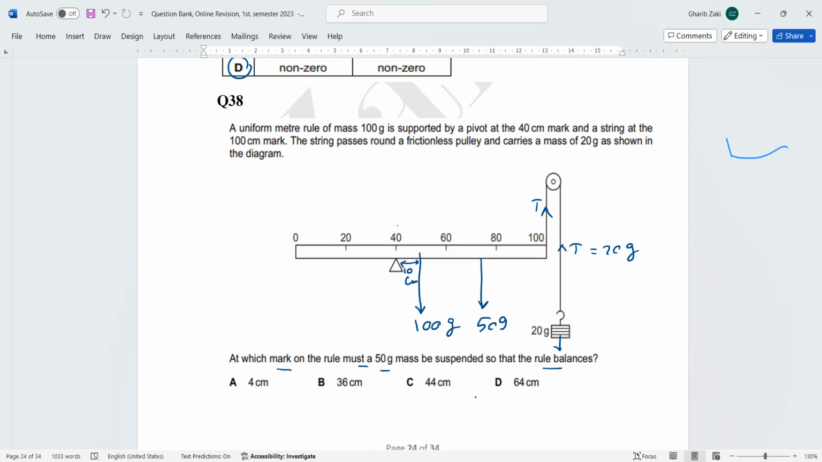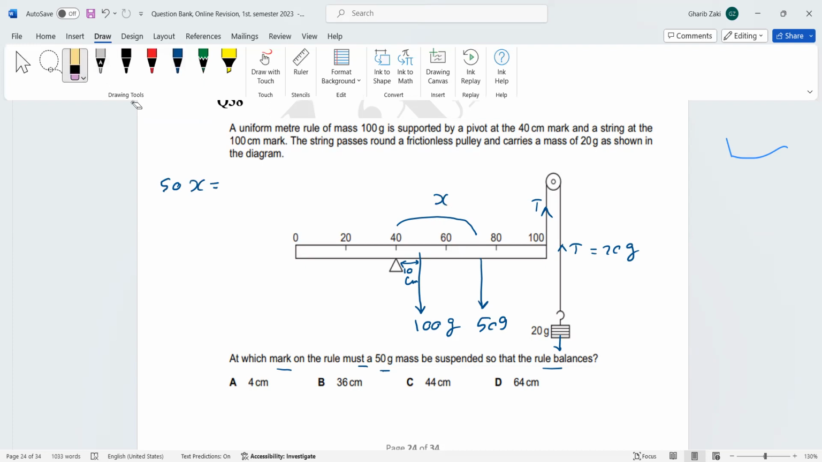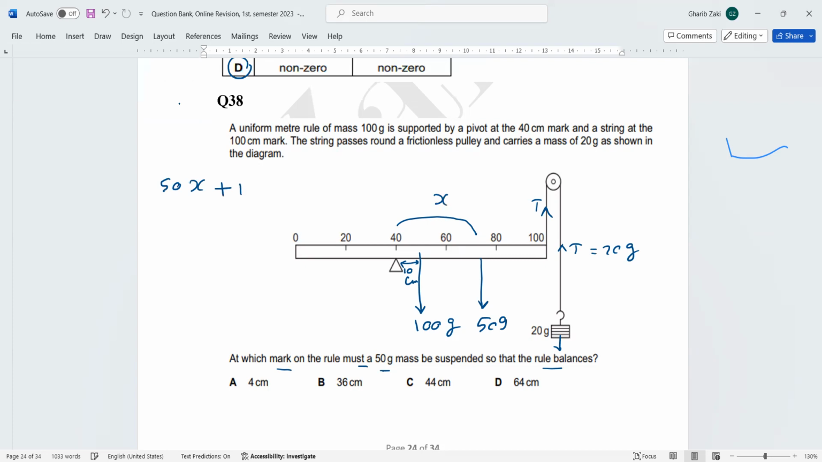Let its distance from the pivot be x. Now, the clockwise moment equals the anti-clockwise moment. Then we write here, 50 multiplied by x, the distance from the pivot, plus 100 multiplied by 10, the distance from the pivot, equals the tension, which is 20, multiplied by the distance, which is 60, because from 40 to 100 is 60.